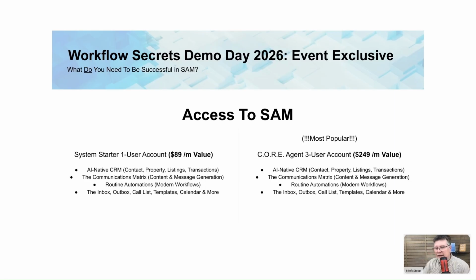One of the things that we do is we do have SAM set up for multiple different sizes of teams. You may be a solo agent, you may be a team, a small team, a large team. We have different teams, but our most popular is the 3-user system. If you're an individual agent, you can get SAM for $89 a month. If you're a team, it's $249.